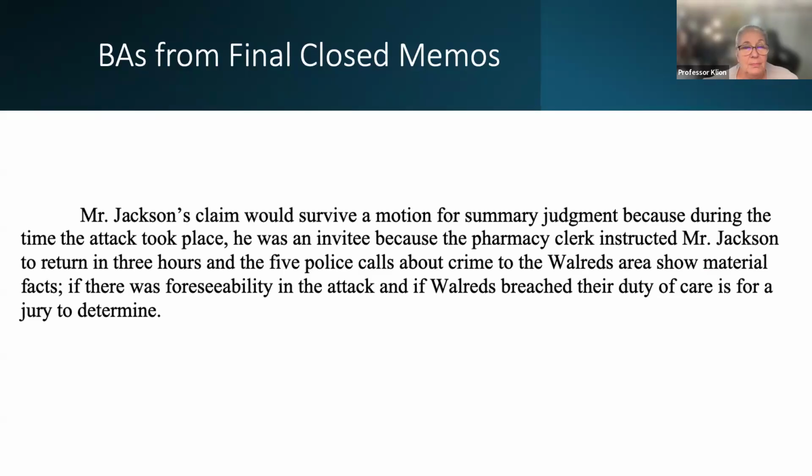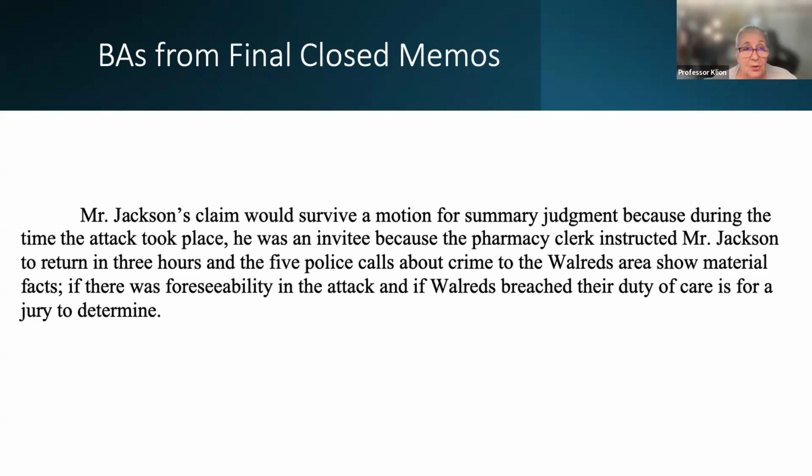This is an entire brief answer from somebody. Mr. Jackson's claim would survive a motion for summary judgment because during the time the attack took place, he was an invitee because the pharmacy clerk instructed Mr. Jackson to return in 3 hours, and the 5 police calls about crime to the area show material facts if there was foreseeability in the attack and if Walreds breached their duty of care is for a jury to determine.